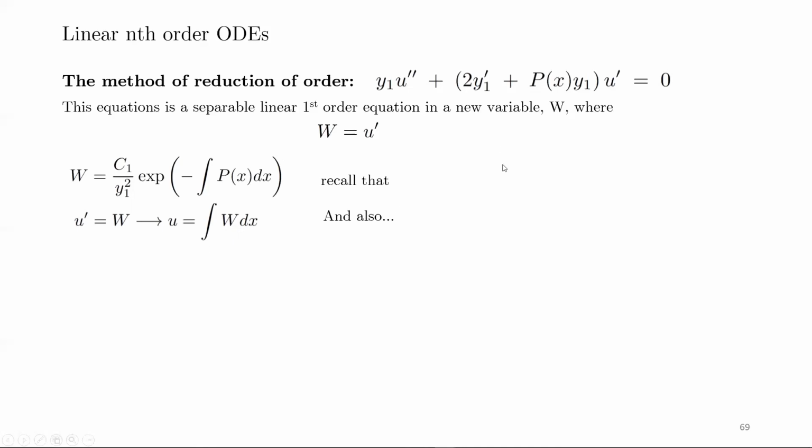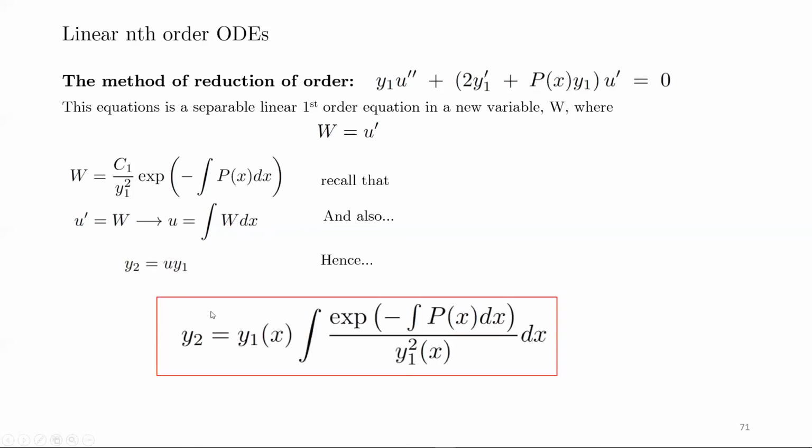So u is the integral of w. A further point that we should note is that y2 is simply u times y1. So therefore, I can write an expression for y2. y2 is just y1 times u. u is the integral of w, and w is this thing. So if I put this all together, y2 is equal to y1 times the integral of w, where w is this thing here. So y2 equals y1 times the integral of w.